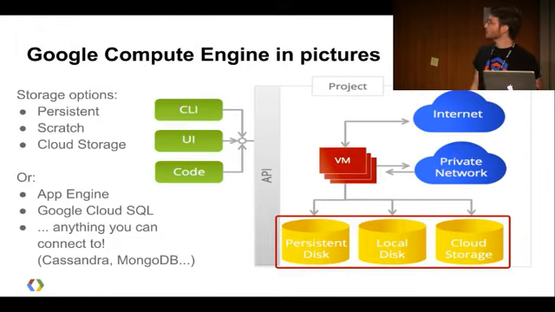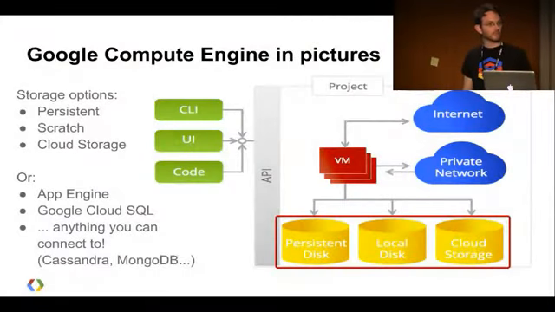Persistent storage, or persistent disk, is triply replicated in the same zone that your virtual machines are in. It's built on the same technology that Google uses internally for storage. You do have to pay for the amount stored there, but on the other hand, even if your VM goes away, you've still got your data. It's great for your databases. It's great for your operating system and stuff like that.